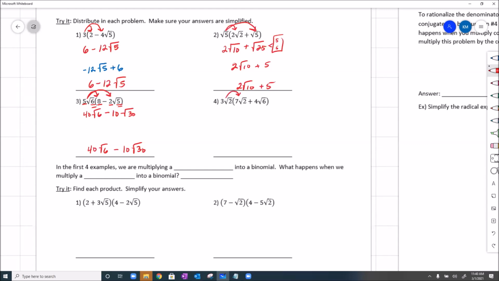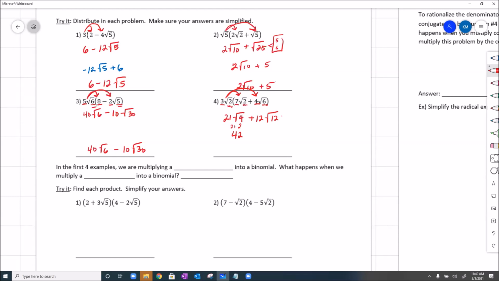So we have 3 radical 2 times 7 radical 2. Outside by outside, 3 times 7 is 21. Inside by inside, radical 2 times radical 2 is radical 4. Okay, I'll move on here. Outside by outside, 3 times 4 is 12. Inside by inside, radical 2 times radical 6 is radical 12. And now we simplify. Radical 4 is 2, square root of 4 is 2. So 21 times 2 is 42, right?